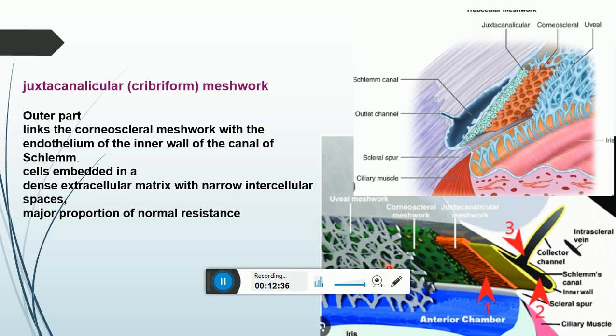The three layers can also be seen here: uveal meshwork, the corneoscleral, the juxtacanalicular, and this is the Schlemm canal, and this is the anterior chamber, the iris and anterior chamber. This is the ciliary muscle. This is the scleral spur, which we will discuss. This is the inner wall of canal of Schlemm. This is the collector channel, intrascleral vein. So this is the flow of the aqueous.